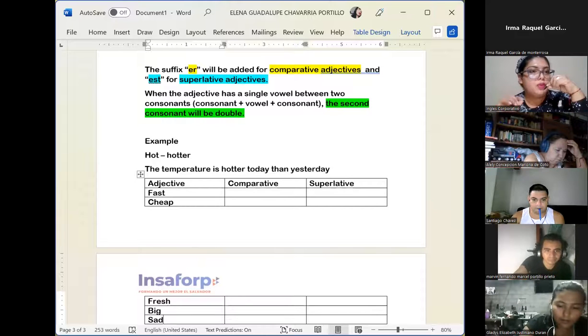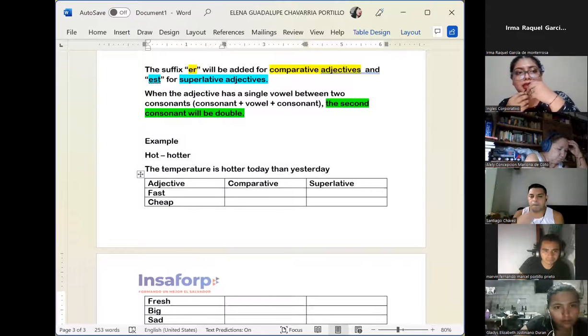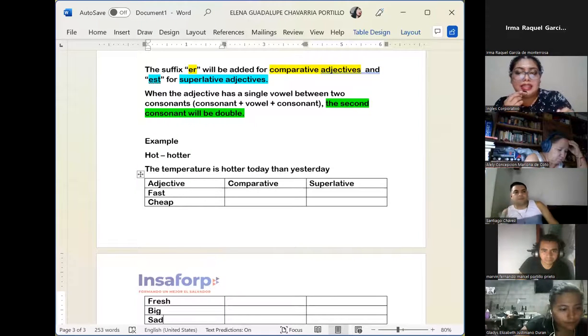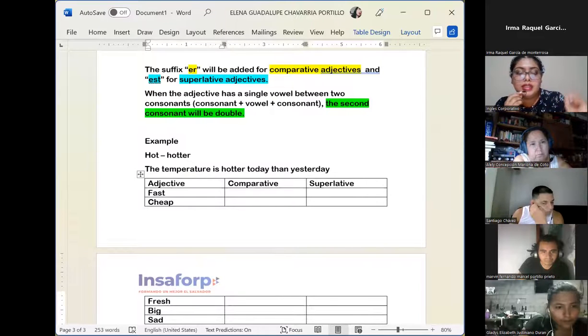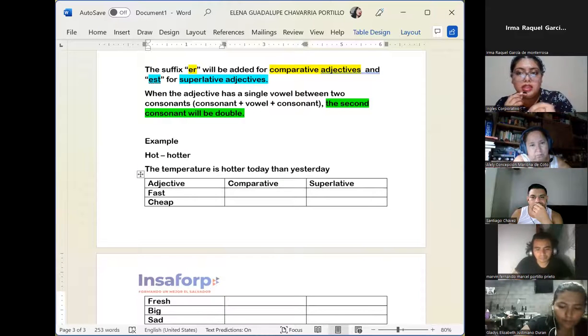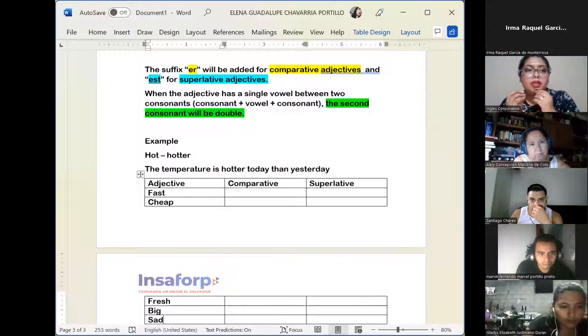So we have five words: fast, cheap, fresh, big, and sad. We are going to write the comparative form of these adjectives. For three of them, we are just going to add the ER, and for two of them, we are going to double the consonant and add the ER. In the superlative, we are going to add EST to three of these, and for the last two, we are going to double the consonant and add the EST. So let's see what the changes are.